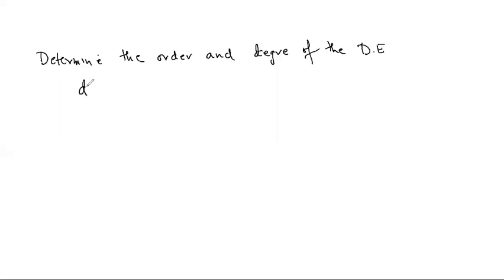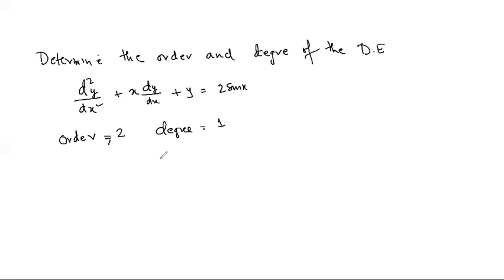First one, d square y by dx square plus x dy by dx plus y equal to 0, or equal to something like this, it does not matter. We have to only look at this much. Equal to a function, you can bring it to one side, that's it. Tell me what is the order? 2. What is the degree? 1.